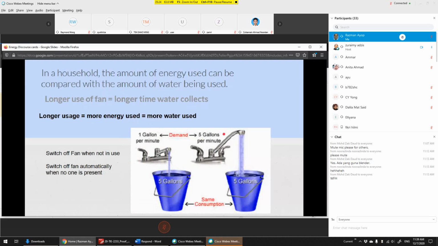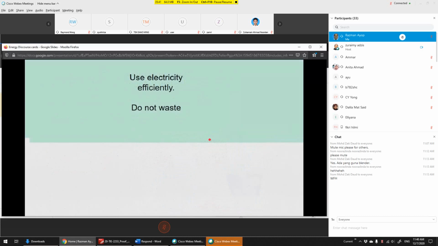But then, if for 5 gallons, it's like for your air conditioner. Switch off aircon when not in. Switch off aircon when no one is present. Because these air conditioners, dia punya power rating dia lebih tinggi. Okay, 5 kali ganda maybe. So the next way how to save energy, use it efficiently.